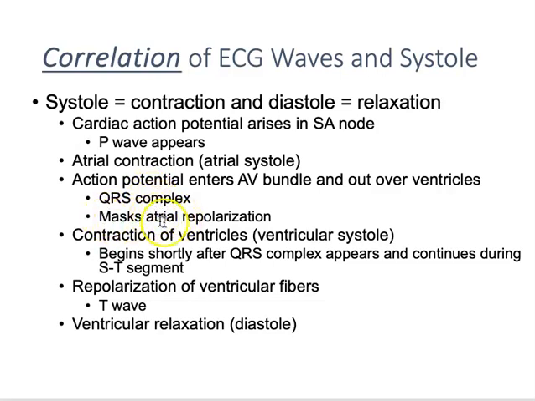At the same time, atrial repolarization is occurring, but we do not see that in the EKG simply because this QRS complex is so large. It masks the signal for atrial repolarization. Again, shortly after we see that QRS complex, the contraction of the ventricles occurs, or ventricular systole, and this contraction is going to continue during that ST segment. After that, we have repolarization of the ventricle muscle fibers. That's the T wave, and then the ventricles relax.